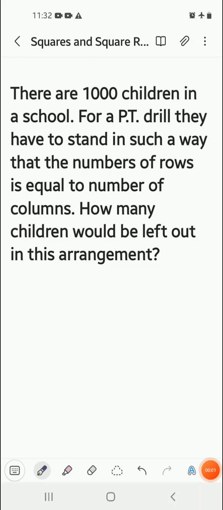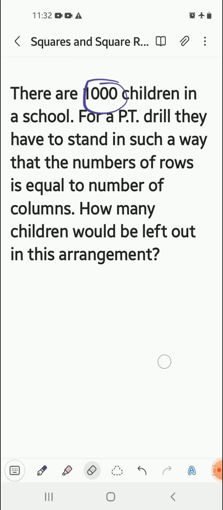Today's topic is square and square root, and we are going to solve another problem from this chapter. The question says that there are 1,000 children in a school for a PT drill. You know what a drill is: a practice where children are asked to stand in several rows and columns. So that is what we are asked to do.